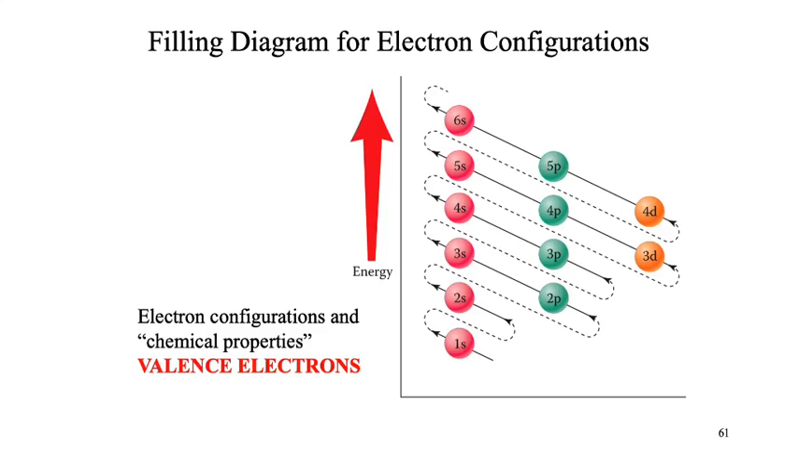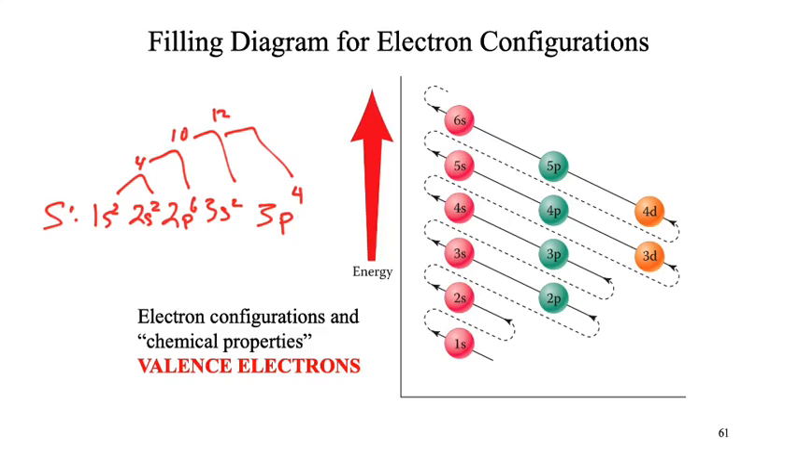So when I look at sulfur, this gets a bit interesting. What did we say it was? 3P4, and then we said the rest was filled. So I'm going to fill in the rest. 2 plus 2 is 4 plus 6 plus 2 plus 4, 16. How many electrons does sulfur have? 16. So it totals up.